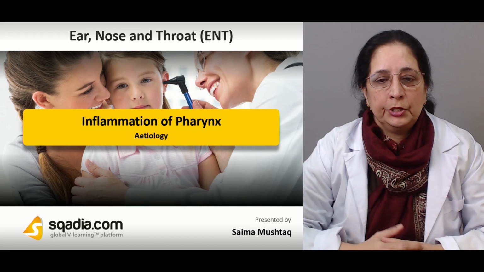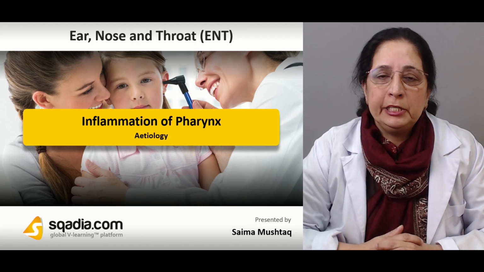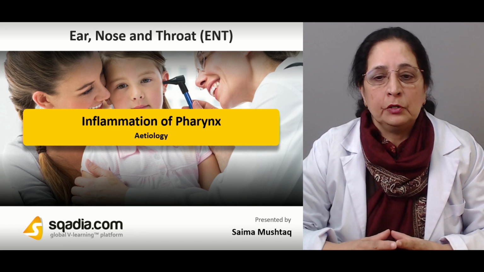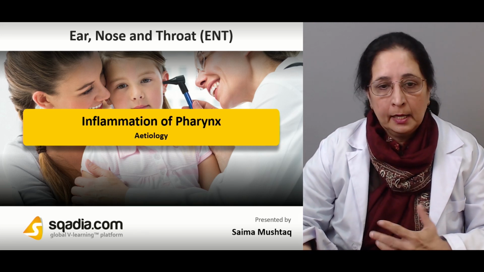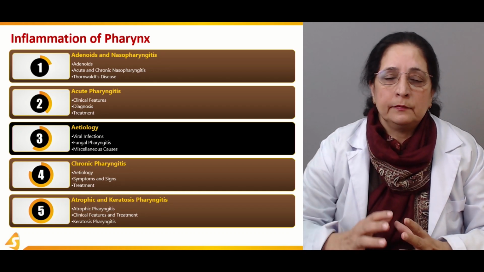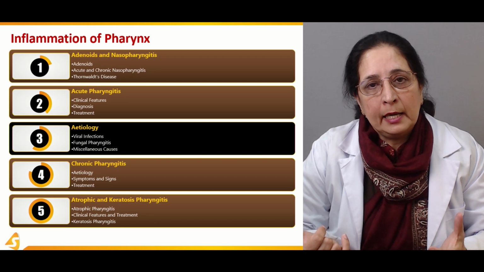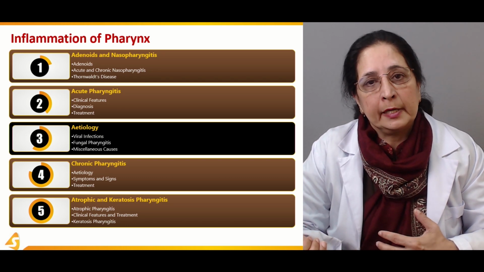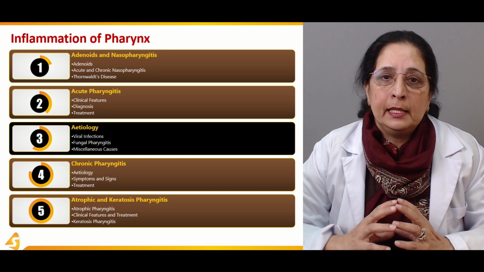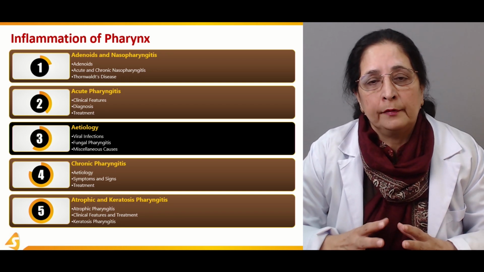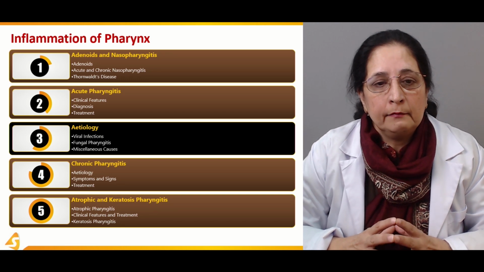In the third section, now we will talk about the etiology. What are the causes of the inflammation of the pharynx? The most common causes will be the viral infections, and then we have some fungal infections, bacterial infections, and then there are also some miscellaneous causes of inflammation of the pharynx.